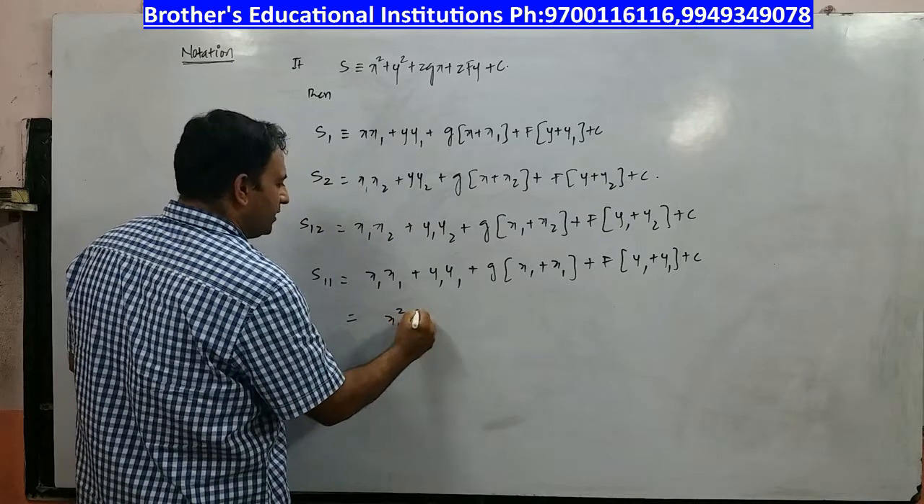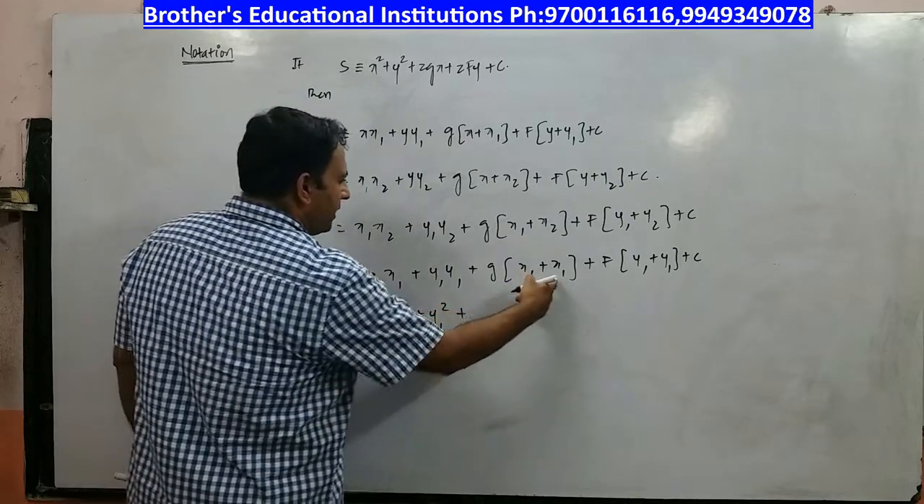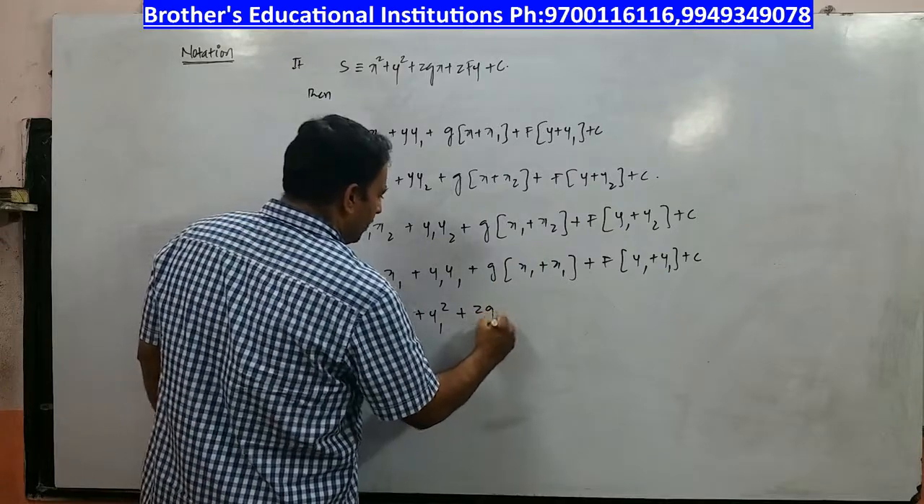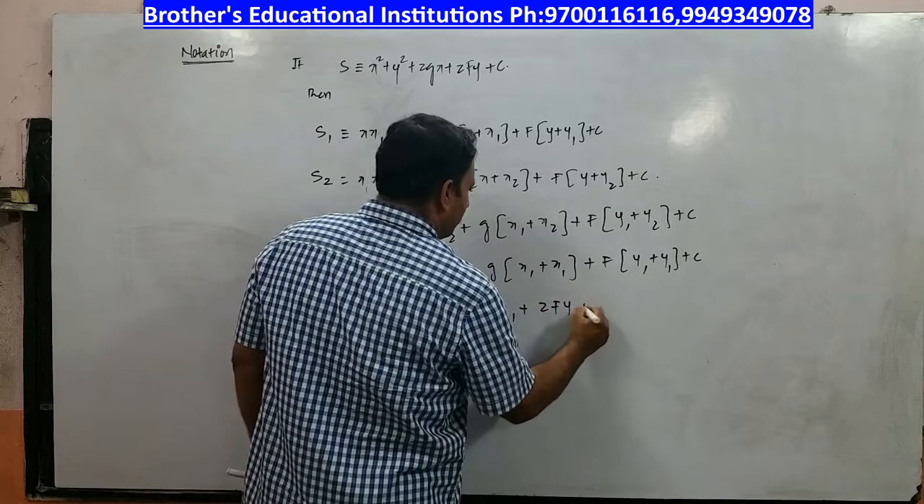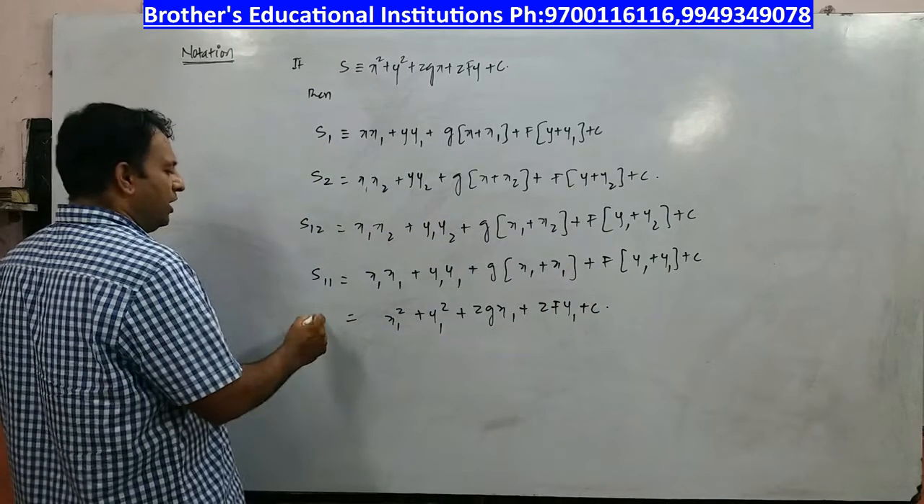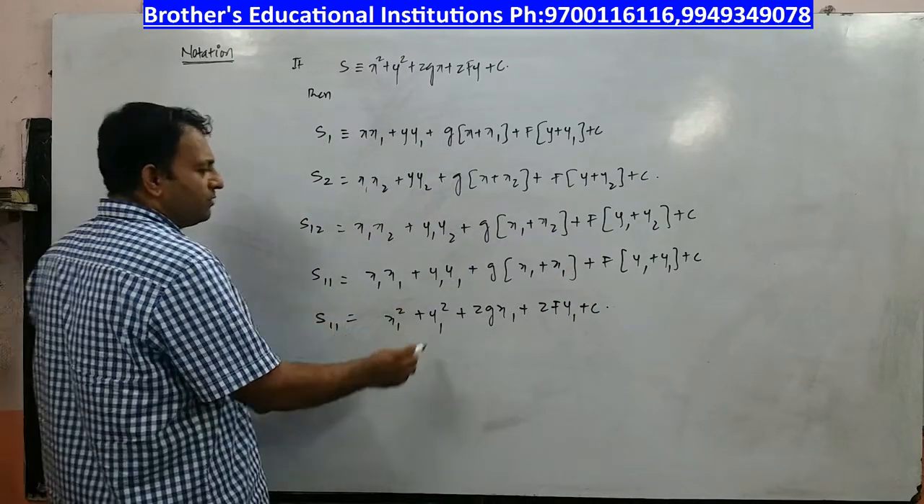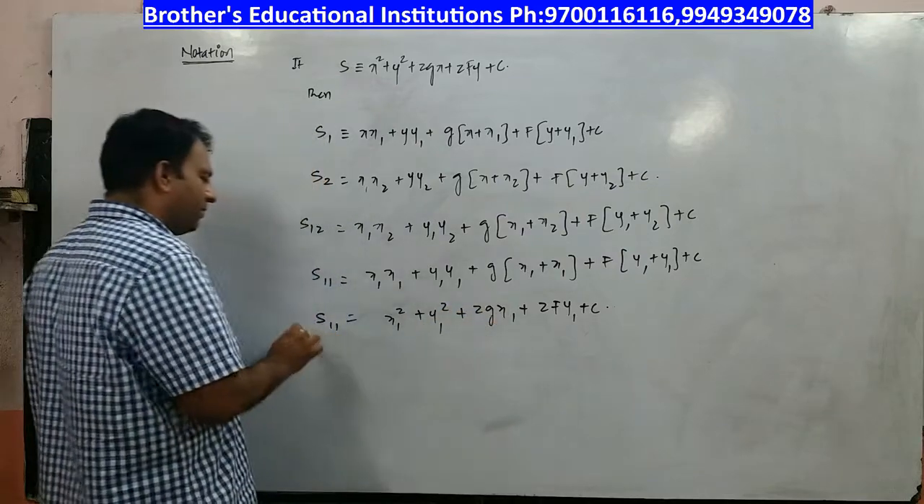S11: x1 into x1 is x1 square plus y1 square. x1 plus x1 is 2x1. 2x1 into g is 2gx1. y1 plus y1 is 2y1. So it is 2fy1 plus c. So S11 is equal to x1 square plus y1 square plus 2gx1 plus 2fy1 plus c.